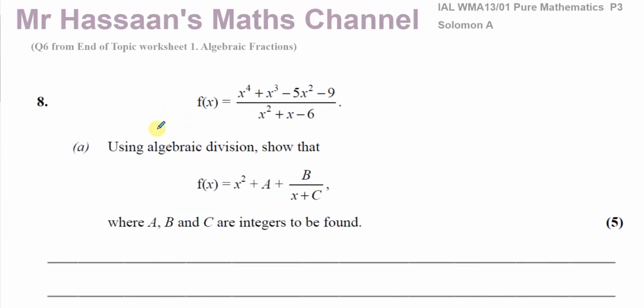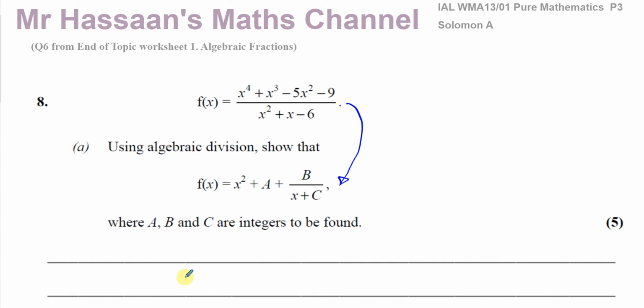We have to show that f of x equals x to the power 4 plus x cubed minus 5x squared minus 9 all over x squared plus x minus 6 will become x squared plus a plus b over x plus c. So this becomes something in this form, and we have to find what those values of a, b, and c are once we've done that.